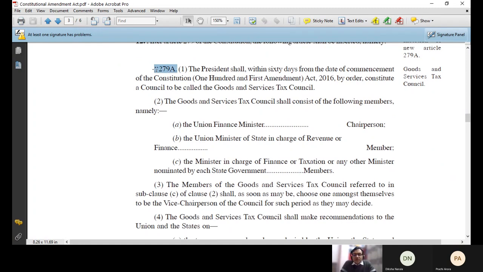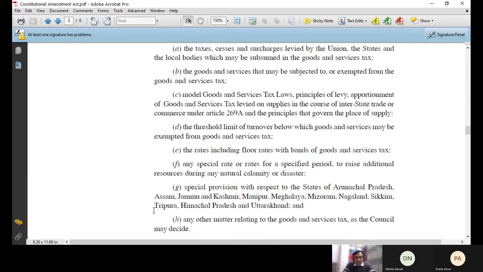I need to check clause 4. This is my clause 4, and I need to check subclause G. This is my subclause G. Now these are special category states in Article 279A for the purpose of GST. The names written in the Indian Constitution are: special provision with reference to the states of Arunachal Pradesh, Assam, J&K, Manipur, Meghalaya, Mizoram, Nagaland, Sikkim, Tripura, Himachal, Uttarakhand.